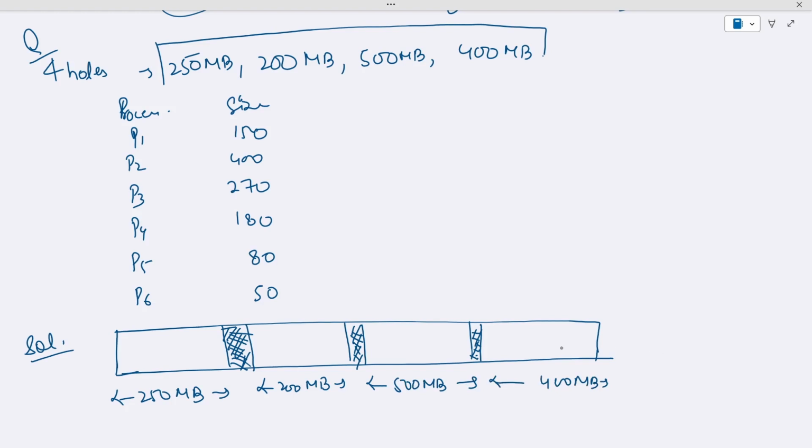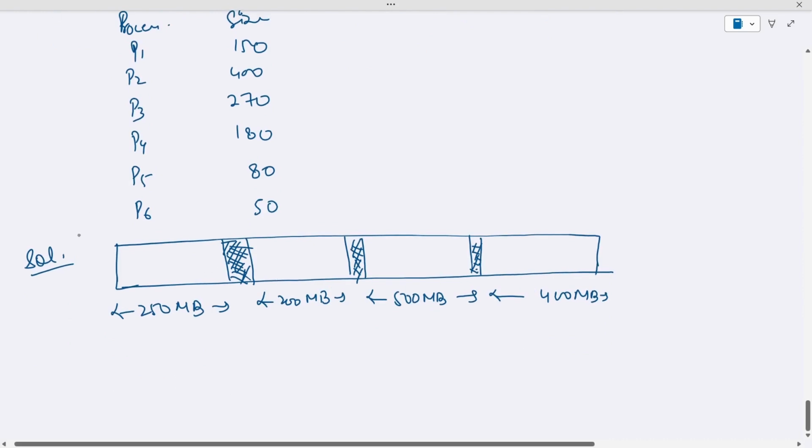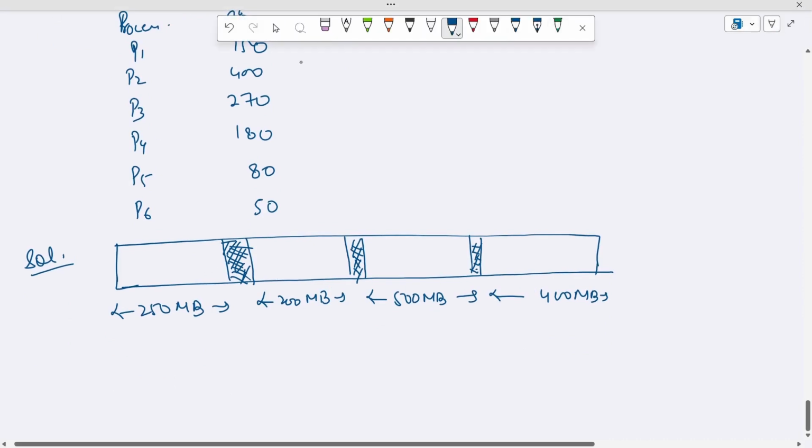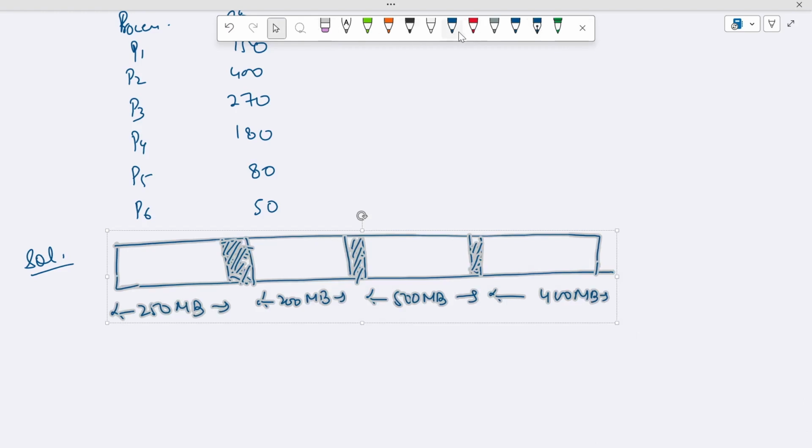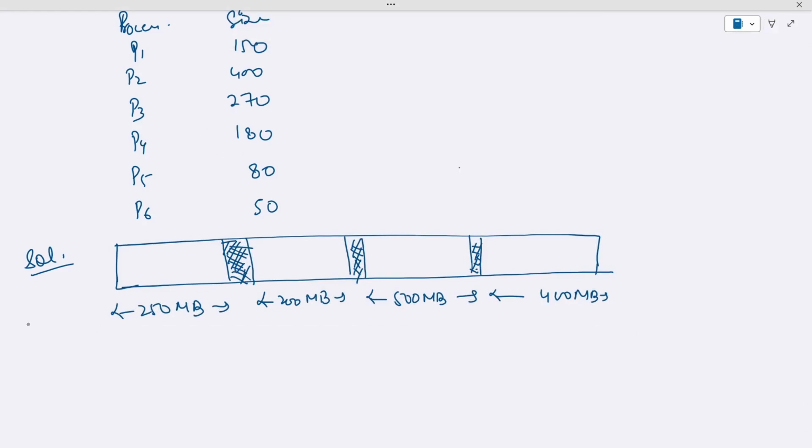Now you have to perform the best fit, worst fit, and everything. First of all, we are going to solve this by first fit. So first of all, try it by yourself, pause the video and try it. Now let's solve this question. First of all, we have the process P1. We are solving by first fit, so the process which comes first will get the space. P1 needs 150 MB of space, and we start from the starting. This is the starting point.